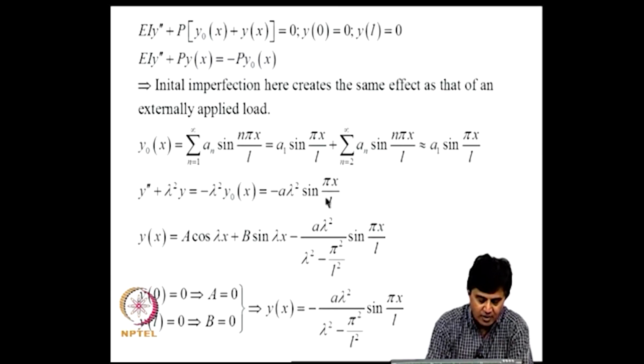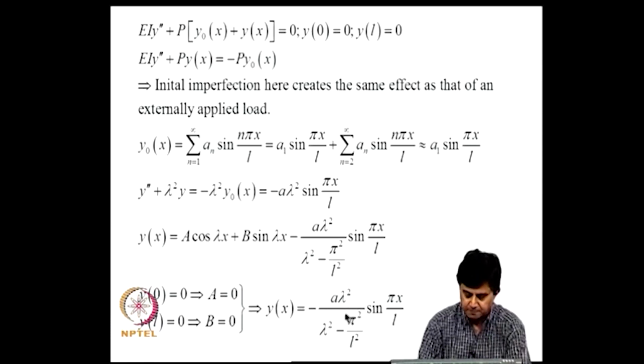So, I get y double prime plus lambda square y as this, where prime is differentiation with respect to x. The solution to this equation will have a complementary function and a particular integral. Now, this is a boundary value problem, so the boundary conditions are at x equal to 0 and x equal to L: at x equal to 0, y is 0 and at x equal to L, y is 0. If I impose these two conditions, I will get y of x in this form.